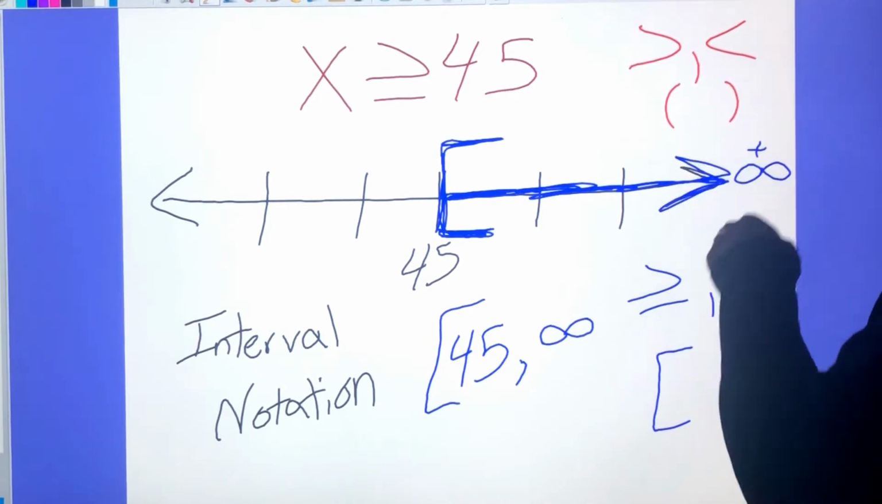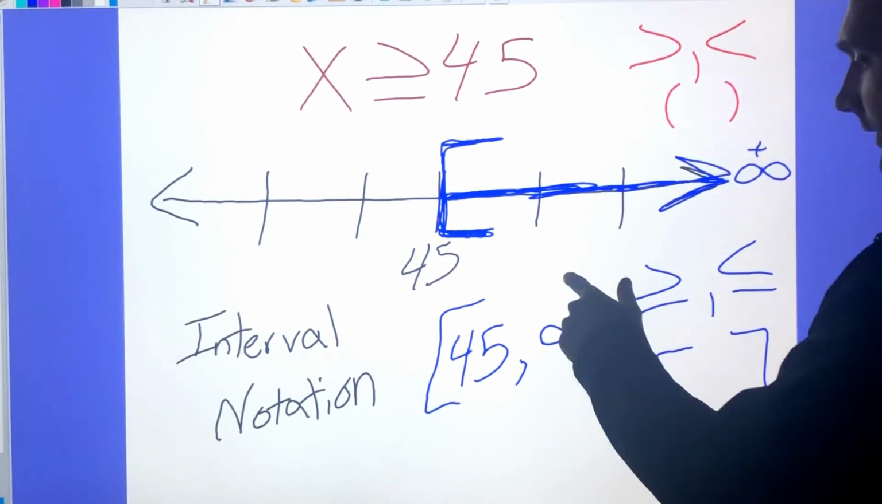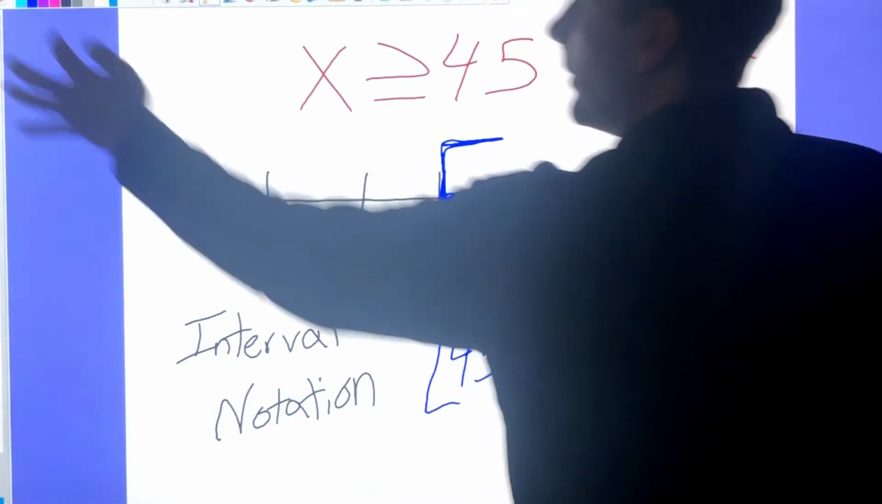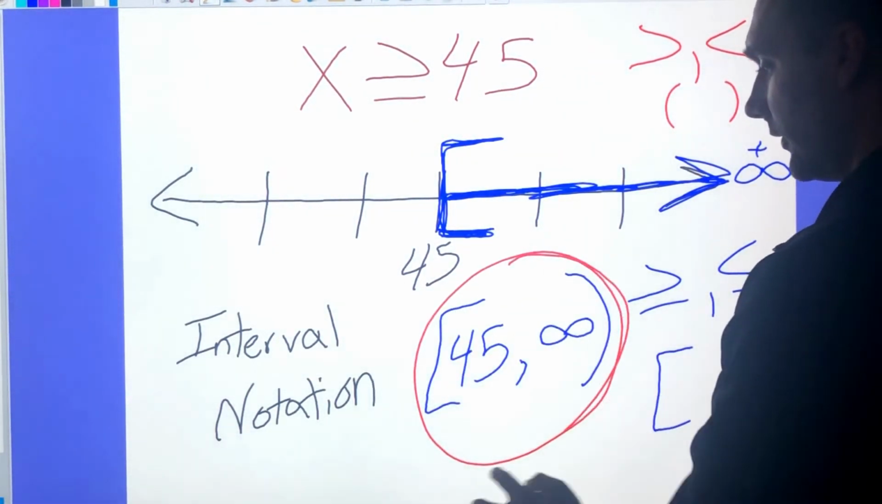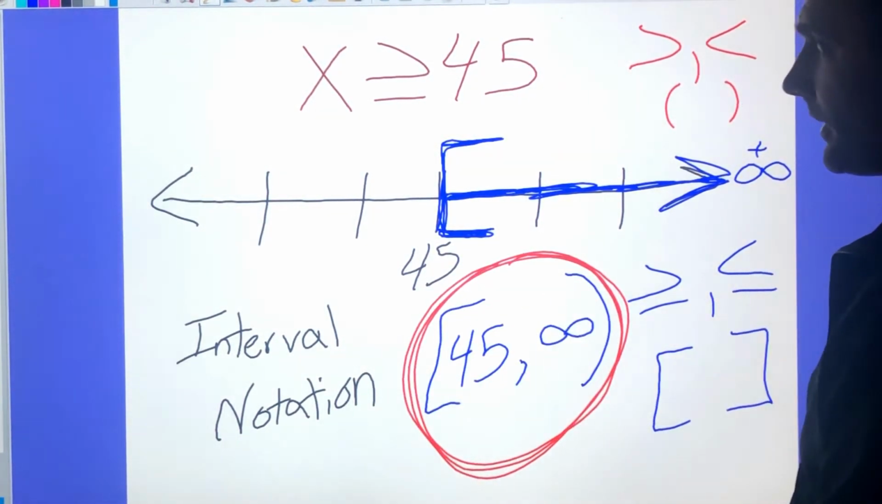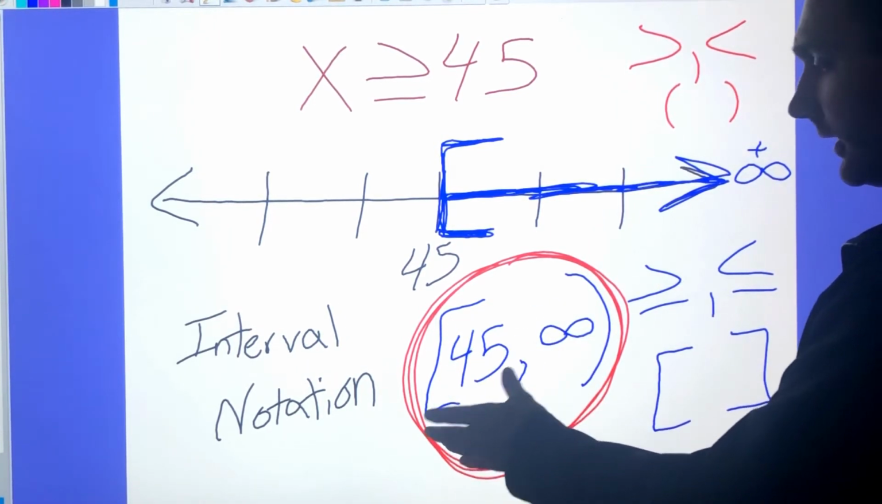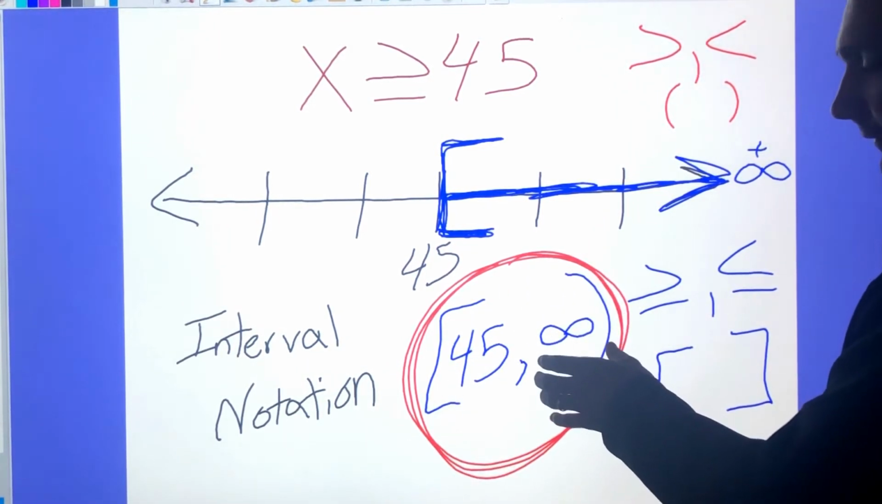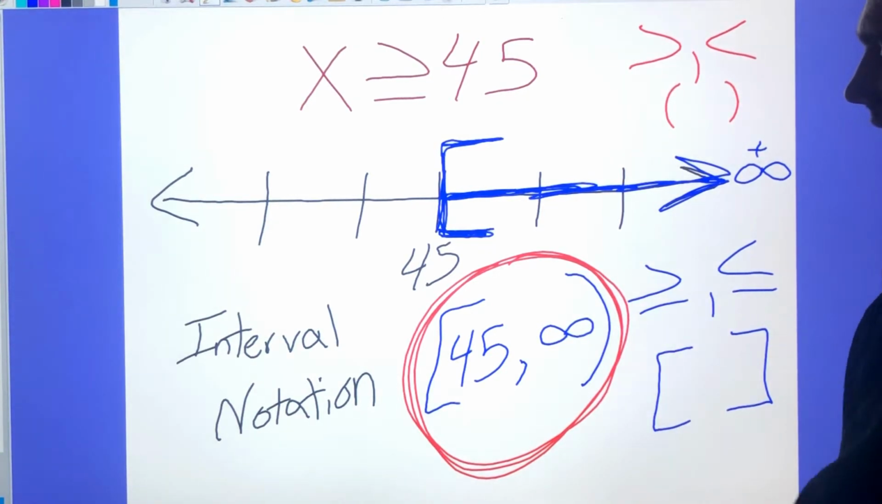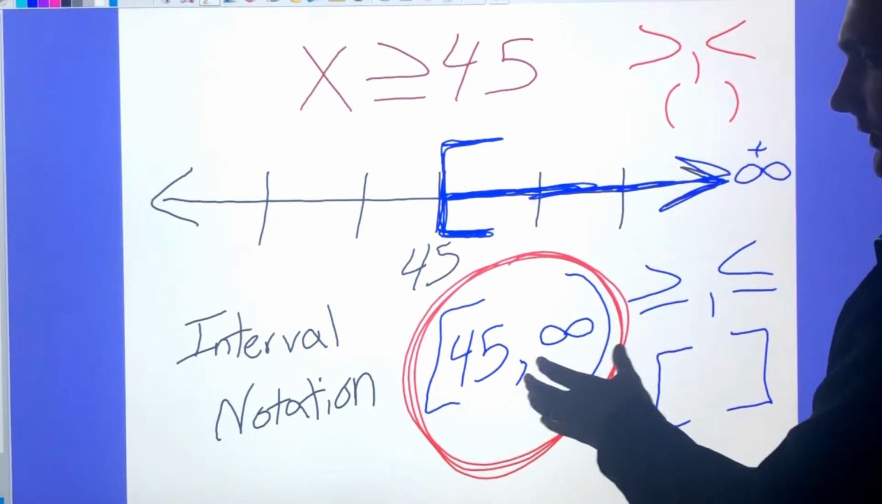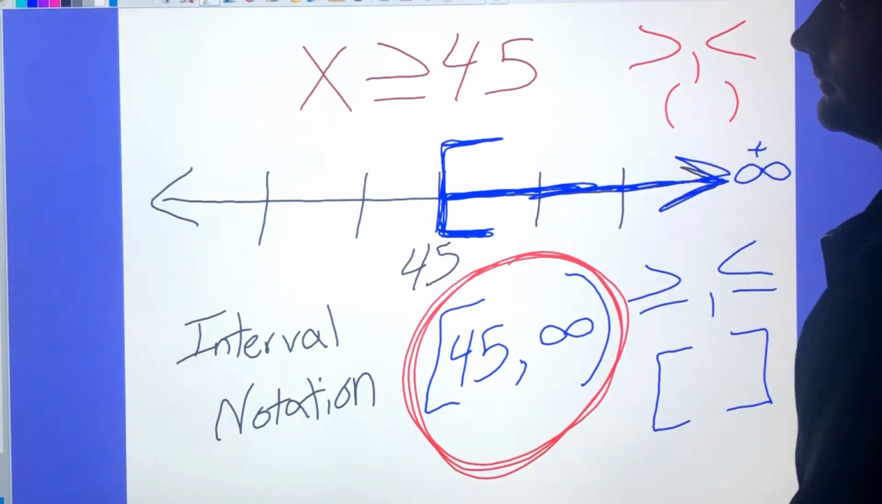And can you ever reach infinity? No, you can never equal infinity. So you're going to always use parentheses with anything associated with infinity. So here my answer in interval notation would be open bracket 45, which is the smallest number, comma, infinity, close parentheses. Note that it's going from smallest to largest and how it reads your graph.